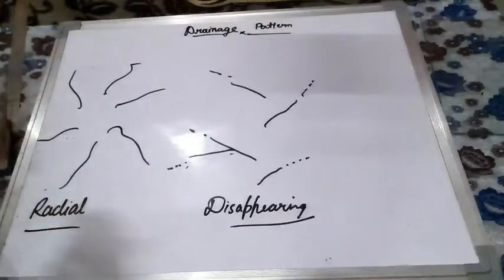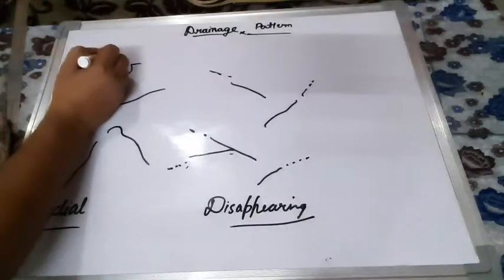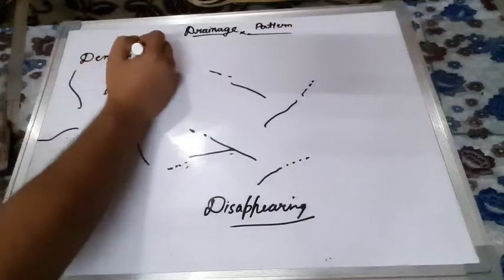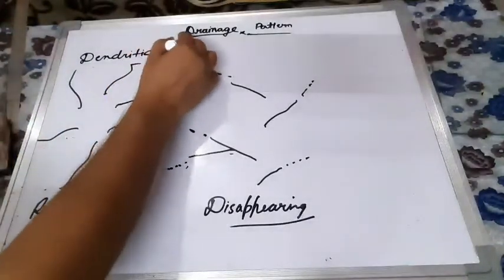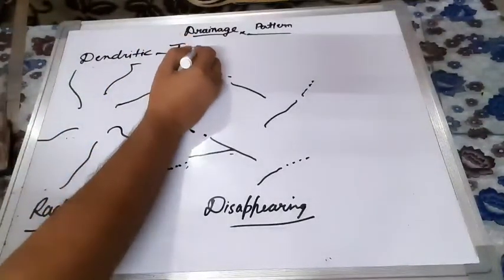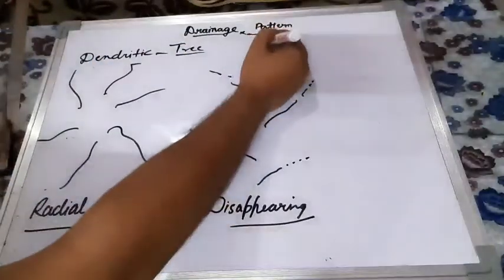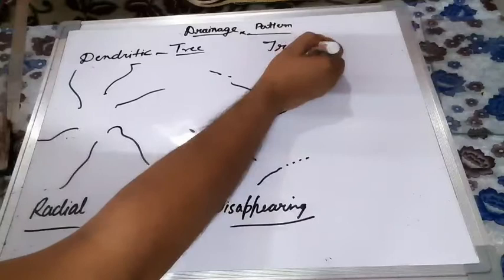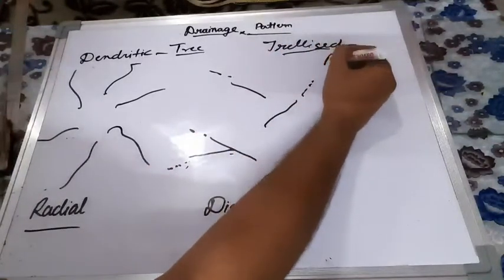So these were the things that come under drainage pattern. You got to know about four types of drainage pattern. First one was dendritic. Dendritic means you can also learn the term tree. They are in the tree format. Then the second one was trellis, trellised. Trellis means they are in the rectangular form.